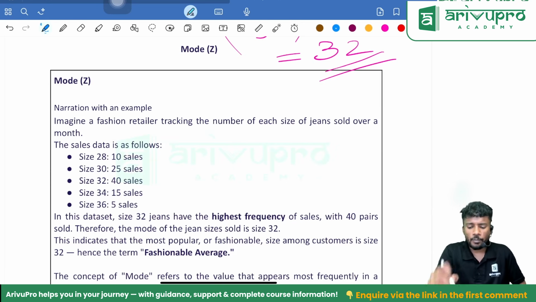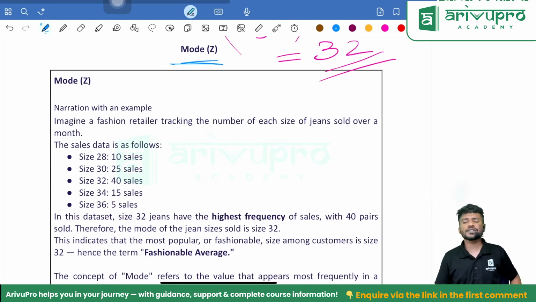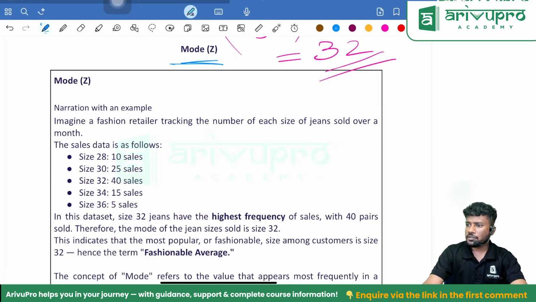Now we are going for mode. Mode is nothing but our fashionable average. What do you mean by fashionable average? Because it is mode. Good. Yes, mode only. Correct. Yes, he is right. Say one more question. Yes, he got the answer.